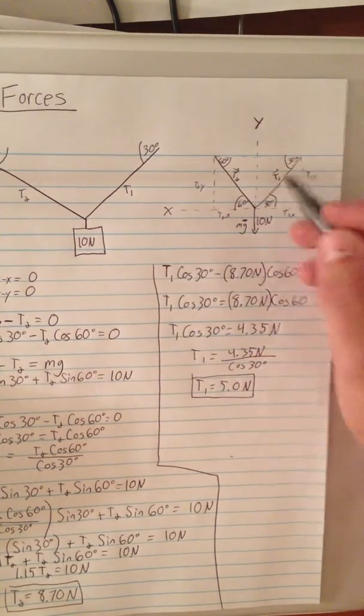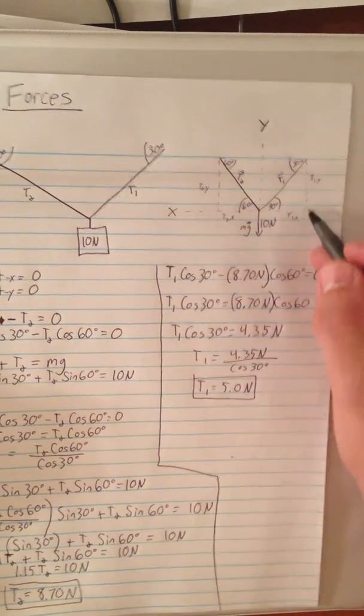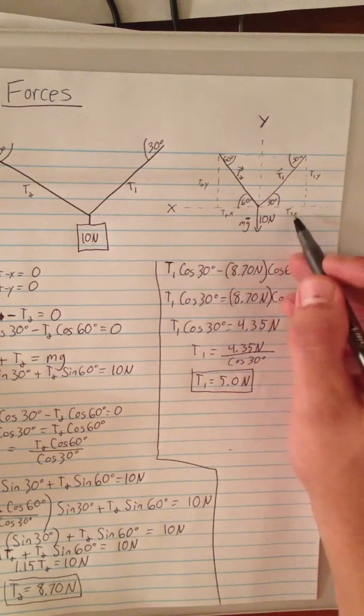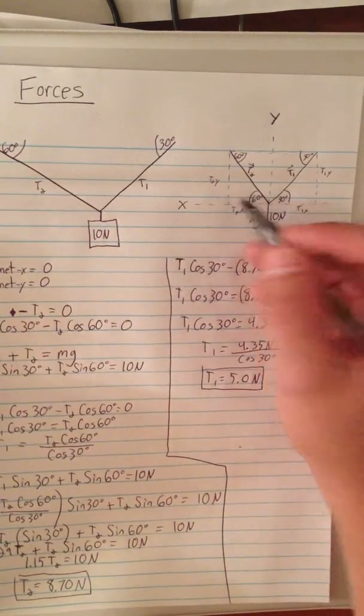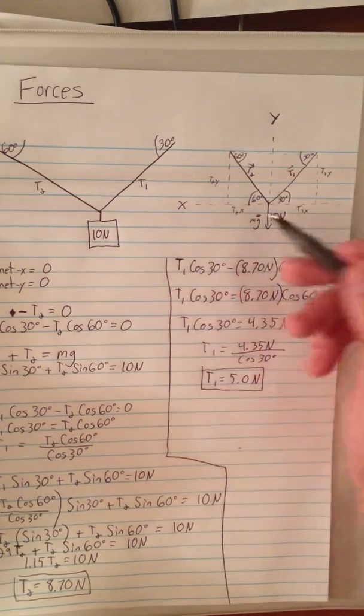Alright, so we know this T1 force has both an x and a y component. We're going to connect this line to the x-axis, making this T1x the x component and this T1y the y component. We're going to do that with the other side as well. We're going to have T2x and T2y.